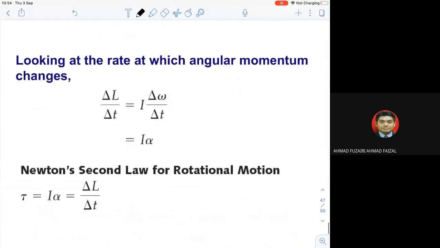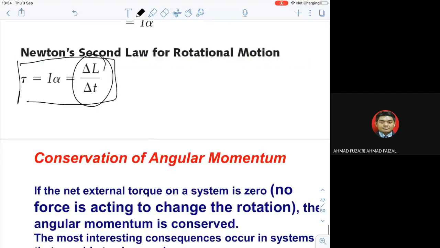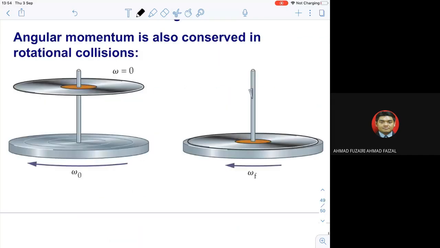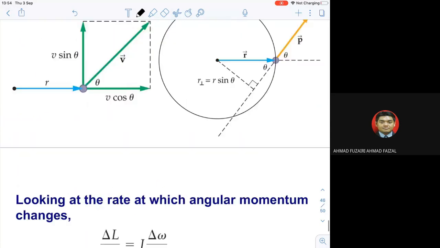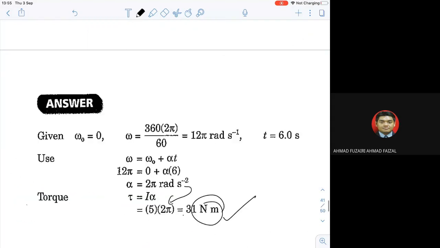Look at the rate at which angular momentum changes. We can also relate it with torque equals dL/dt. So Newton's second law, torque equals I alpha, is also equivalent to the rate of change of the angular momentum.